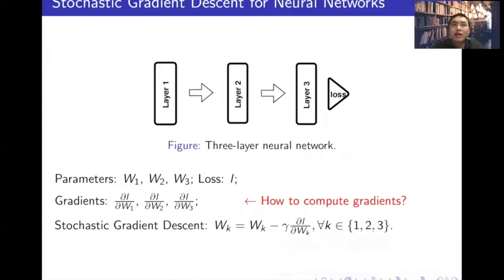To optimize the neural networks, we need to use the stochastic gradient descent. Let's take the 3-layer neural network as an example. For each layer, we have the parameters W1, W2, and W3, and loss function L. As long as we compute gradients regarding the weights in different layers, we can use the SGD to update the model.